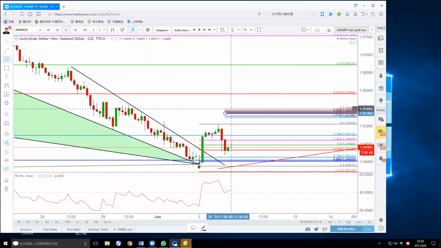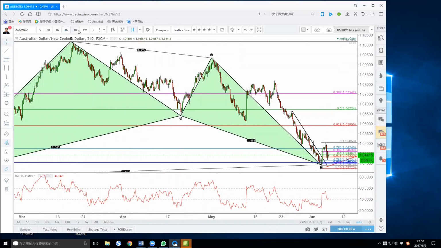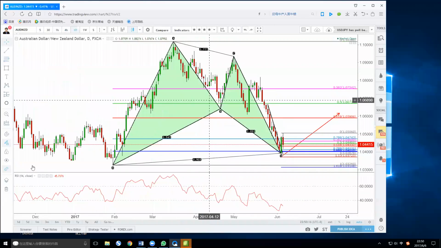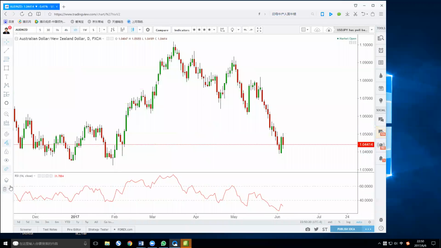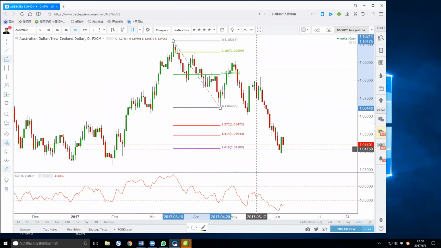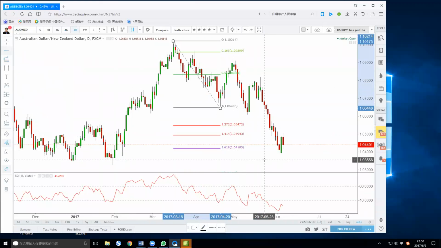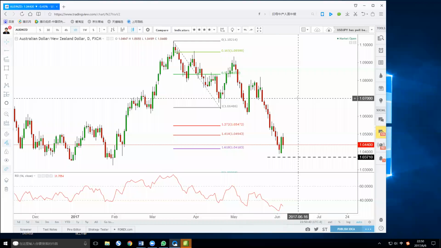You mean the 618 level for this AB leg? Are you telling me this 1.618 extension? Let me just measure it. So from here, 1.618 is here, 1.0418. If you want to buy the Aussie Kiwi, I think the stop loss should be 1.0370. Okay, you are good.